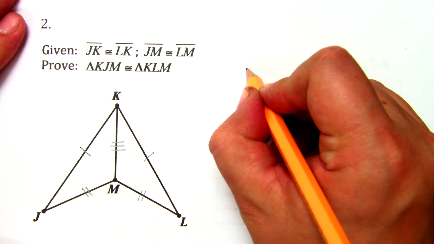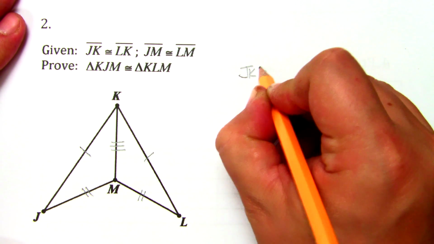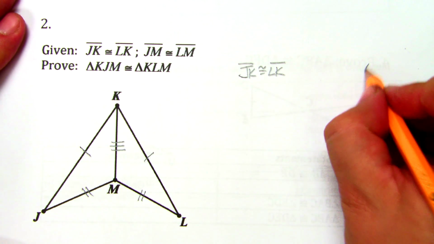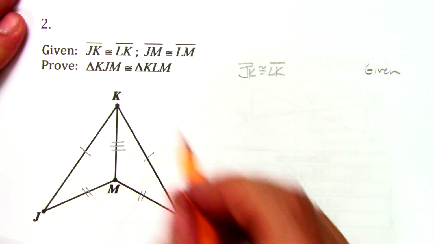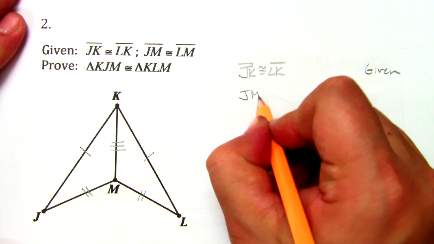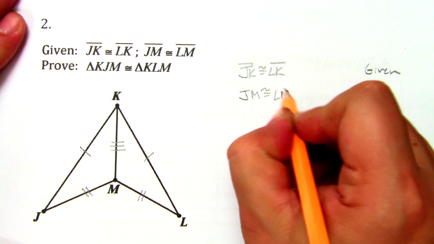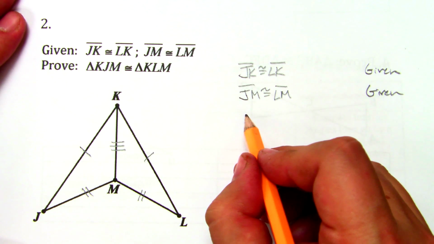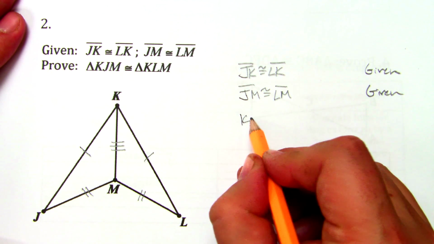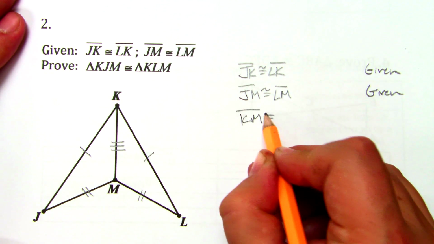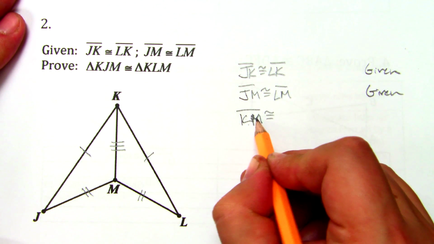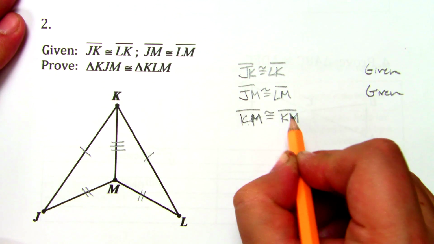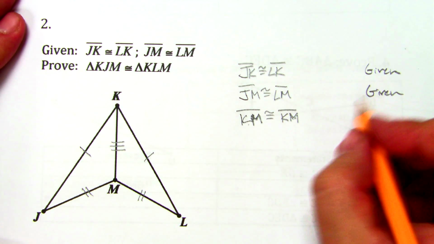Okay, so again, JK is congruent to LK, and I know that because it's given. It's one of my givens. I know JM is congruent to LM, also one of my givens. And the last thing I know is that KM is congruent to itself. So KM is congruent to KM. Right? And how do I know that?